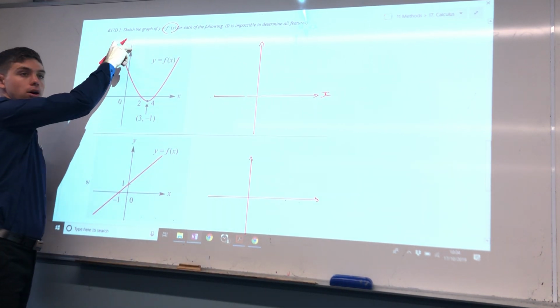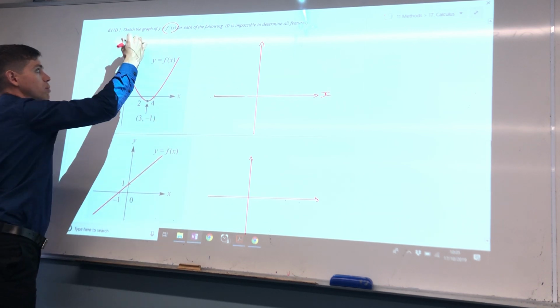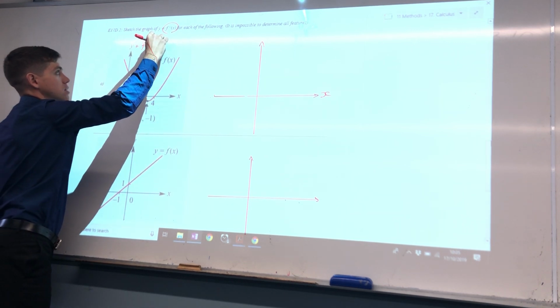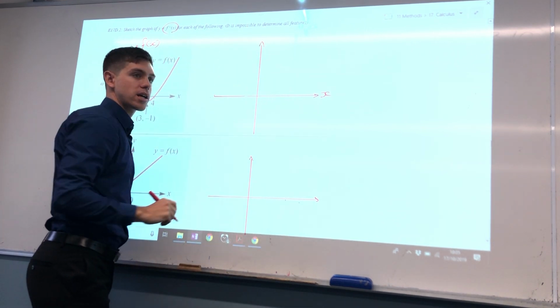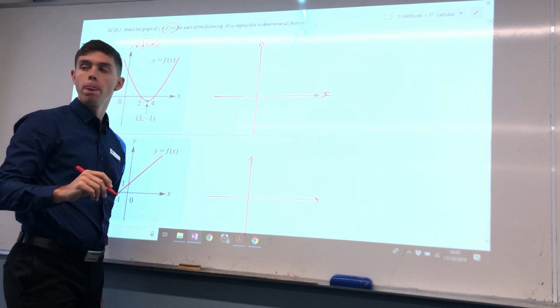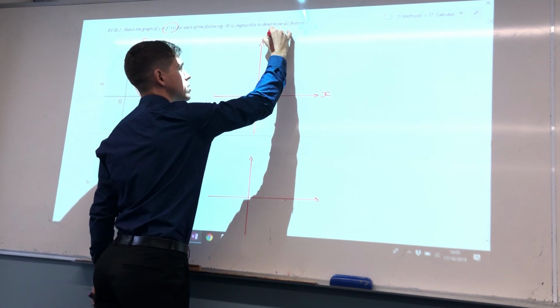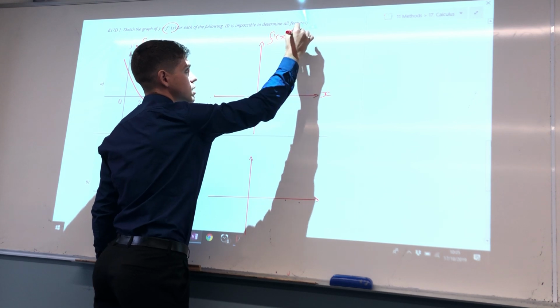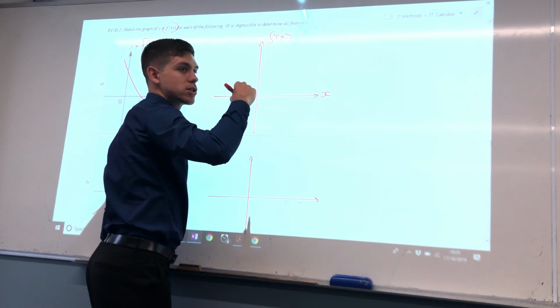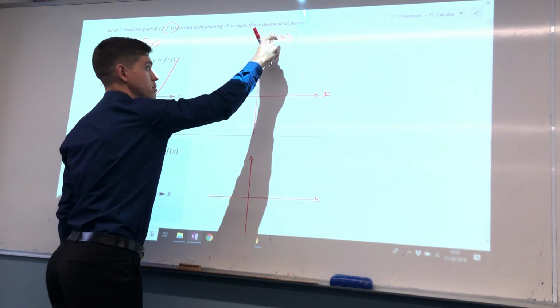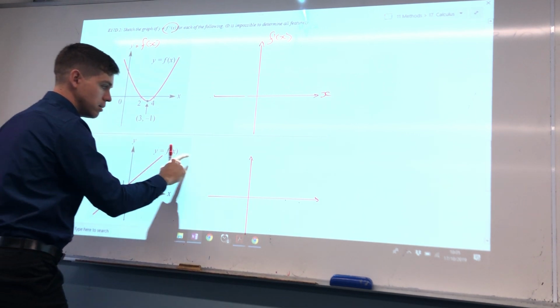If this is the graph of y against x and y is equal to f of x, then what's this vertical axis going to be represented by? F dash of x. So it's still the y-axis, but it's not representing the original function. It's going to represent the gradient function. This one here, same again.